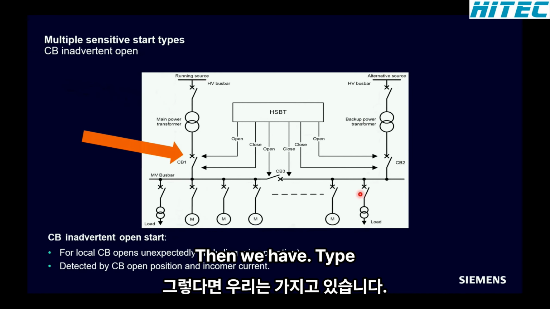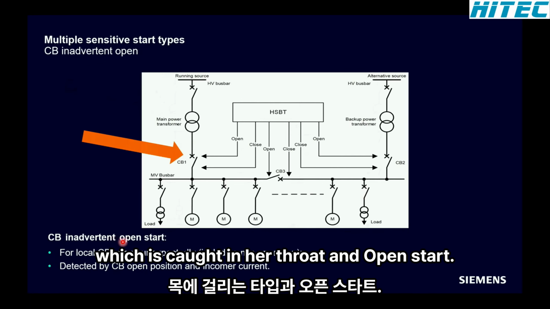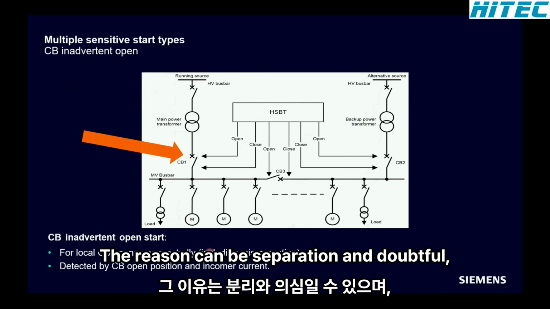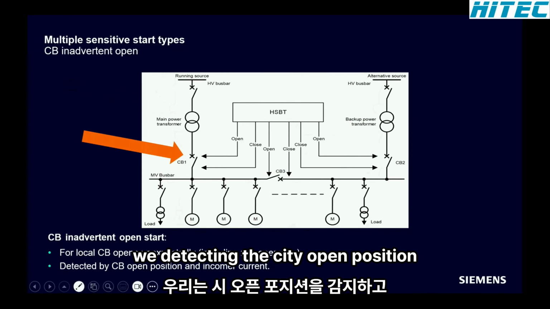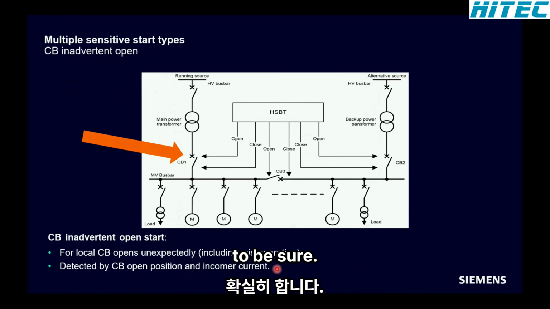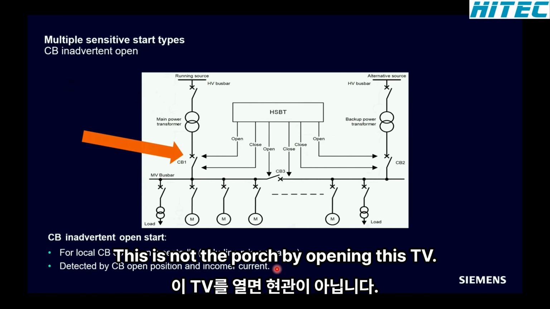Then we have a start type which is called inadvertent open start. This is used when the local CB opens unexpectedly. The reason can be a misoperation, and therefore we detect the CB open position and we combine it with the incomer current to be sure this is not a fault. This is by opening the CB.